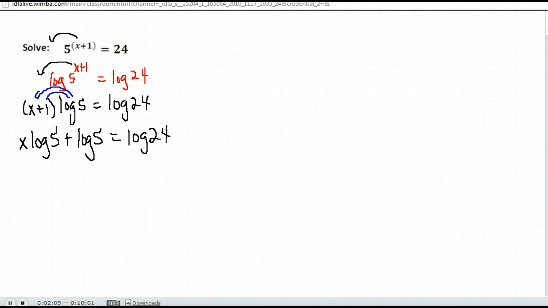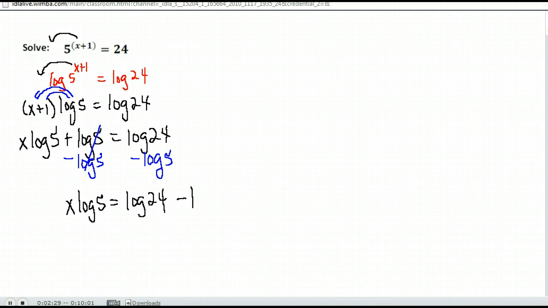Now, just like with any other equation, we want to isolate our variable x, so I need to move anything that doesn't have an x in it to the opposite side, which means I'm going to subtract log 5 from both sides of the equation. Now I have x times the log of 5 is equal to log 24 minus log 5. And my last step is to divide both sides by the log of 5, because it was x times log 5. So to remove that and move it to the other side, I have to divide.